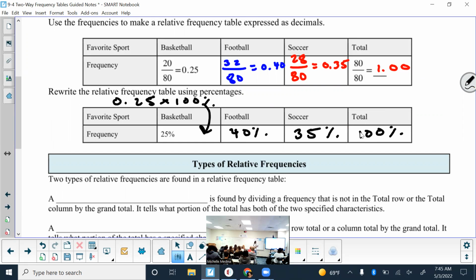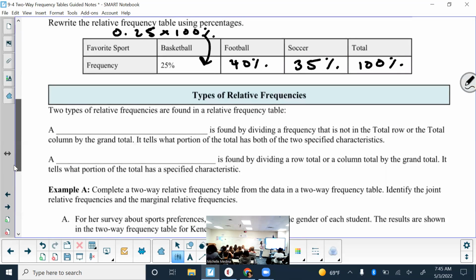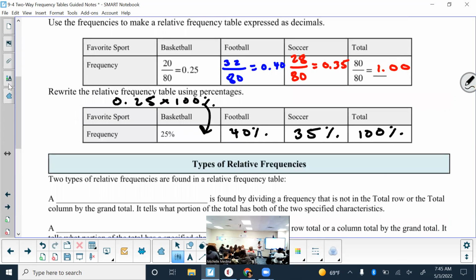All right, we'll do more examples down here. There's types of relative frequencies, which has been tested frequently in the past, not so much here. Like you don't need to memorize the vocab that we're about to do, but it is helpful. So the first blank is going to be your joint relative frequency.